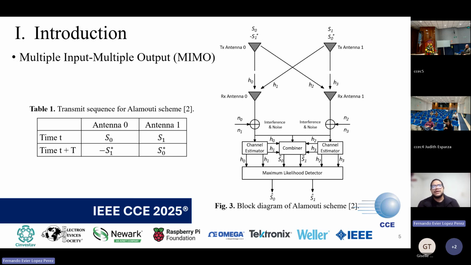Basically, at the first time period in antenna 0, we will be sending the data S0, and in antenna 1, we will be sending the data S1. At the next time, we will be sending in antenna 0 the negative conjugate of S1, and in antenna 1 the conjugate of S0. So we have the same information, but in a different format, so that we can later on compare it. To decode this sequence, we basically need a channel estimator, a combiner, and a maximum likelihood detector, as we can see in figure 3.